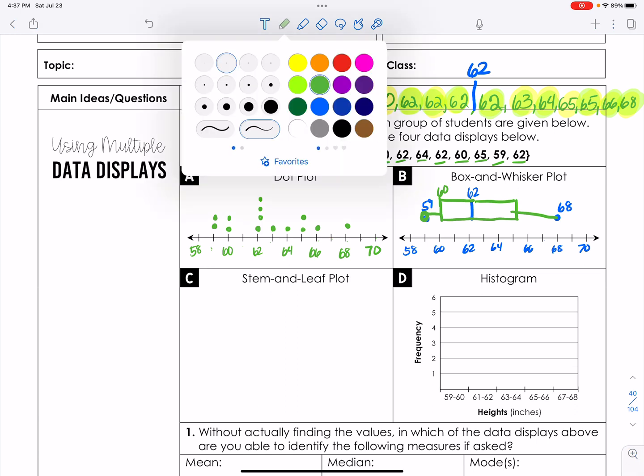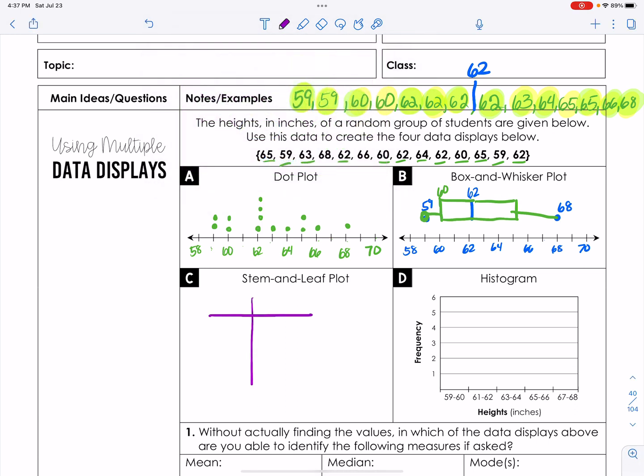If I do a stem and leaf, okay, so that would mean that this is 5 and I have a 9 and a 9. This is 6. I have a 0, a 0, 2, 2, 2, 2, 3, 4, 5, 5, 6, 8, right? And then my histogram, I've kind of already, like if I do between 59 and 60, so that would be these, 1, 2, 3, 4. I have 4 of them there, right?